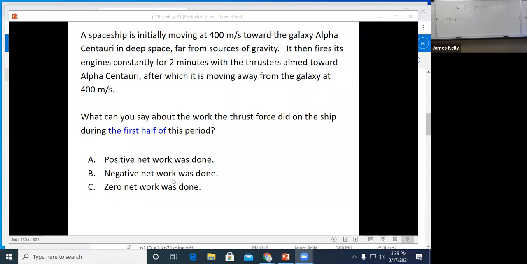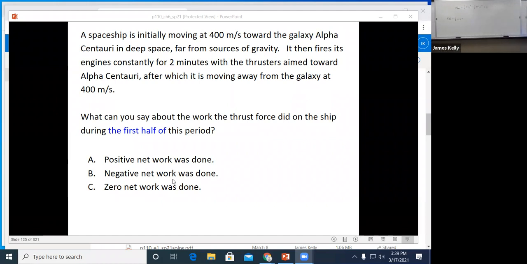Here I've just changed the question slightly. Maybe you guys can help me think about this. What about the first half of this period? That's the part where the thrusters are blasting and it's come to rest exactly after 1 minute. And then it's going to start going in that direction, but that's going to be our final. We're not going to think about speeding up in the other direction away from Alpha Centauri. Positive, negative, or zero net work?